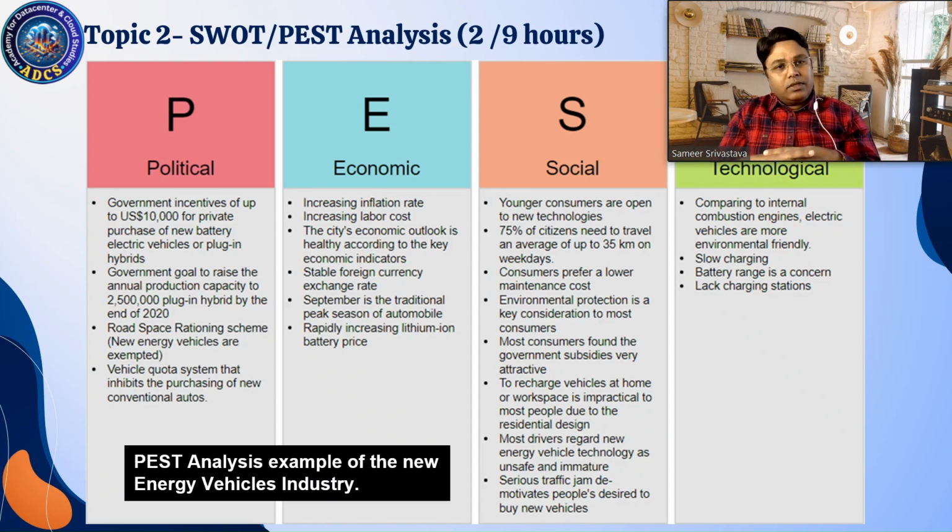Just as we have seen the SWOT analysis, you can see how the PEST analysis is done. We create 4 quadrants and list out all the external factors which we have studied, and this is a PEST analysis for the new energy vehicles industry. When they started this, they tried to find out the external opportunities or threats in the market, and accordingly how to make strategies and policies ahead.